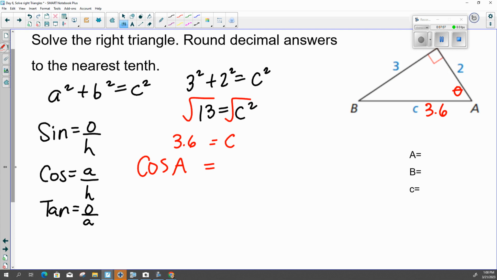Cosine is adjacent over hypotenuse. So this is my hypotenuse. Now I'm looking at my angle A. This one's adjacent. This one's opposite. So cosine is adjacent, which is 2, and hypotenuse is 3.6.